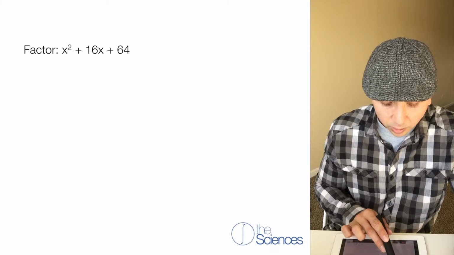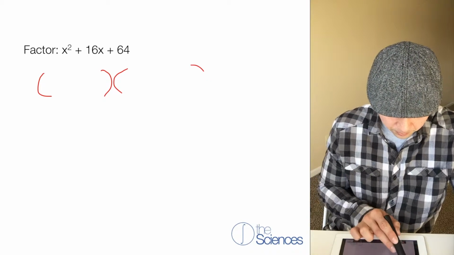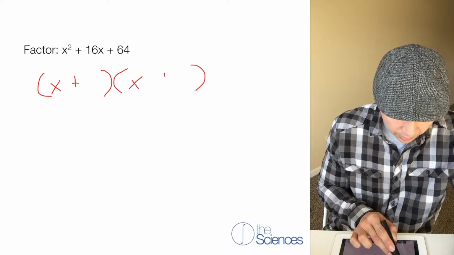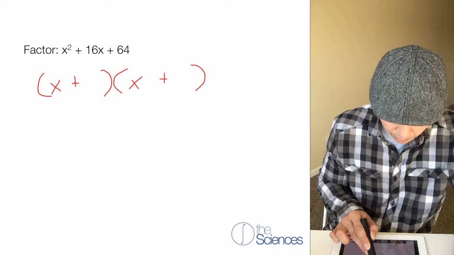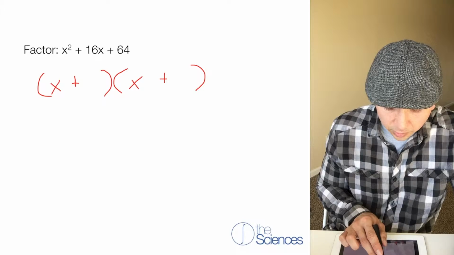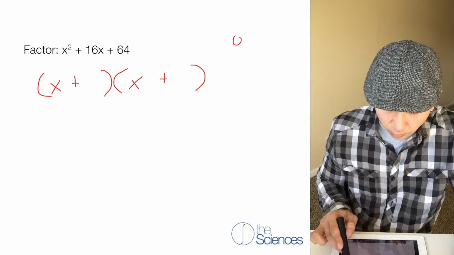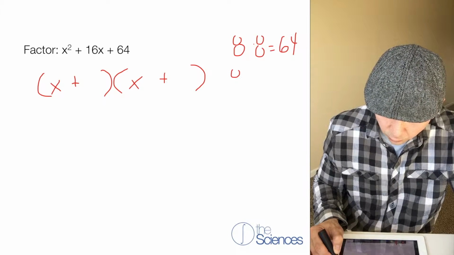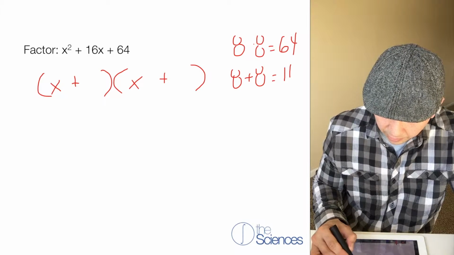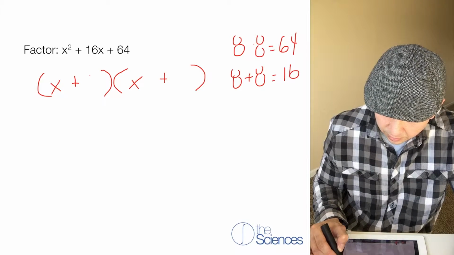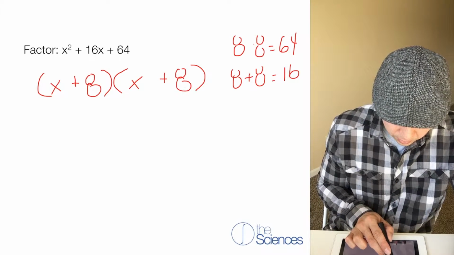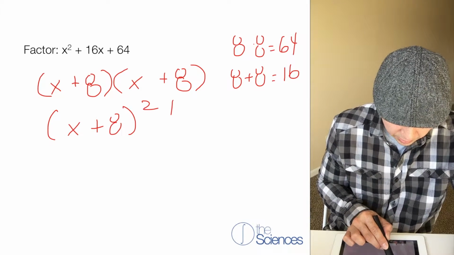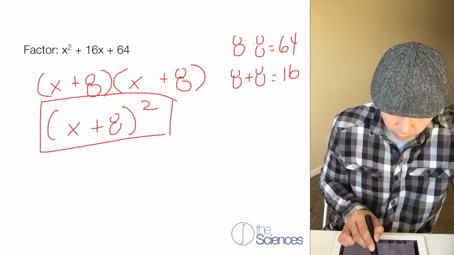Let's factor x squared plus 16x plus 64. So here we have x. Now we need two numbers that when multiplied together equal 64. Well, 8 times 8 equals 64, and 8 plus 8 equals 16. Or we can write this as x plus 8 squared.